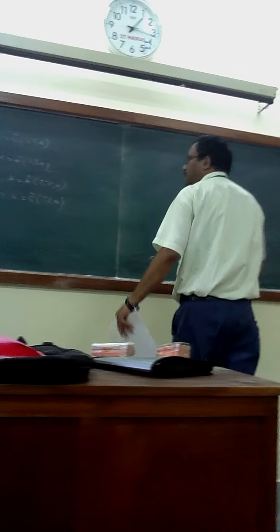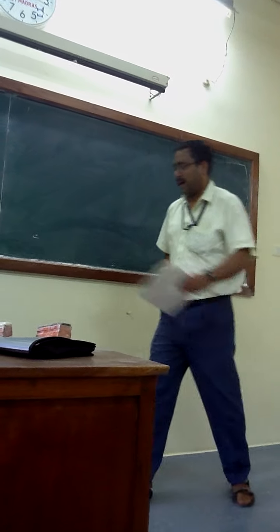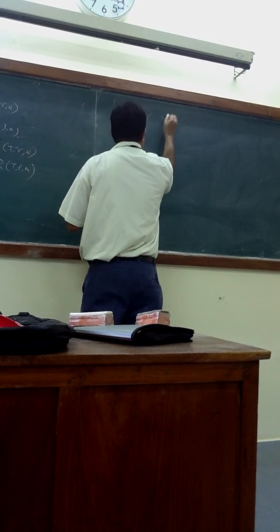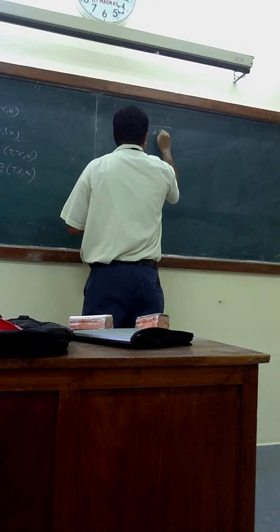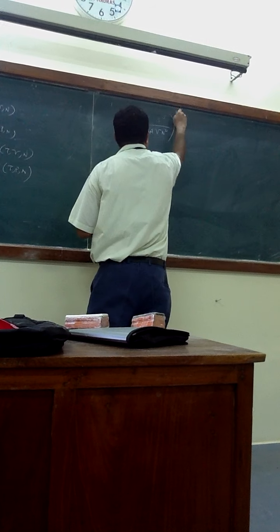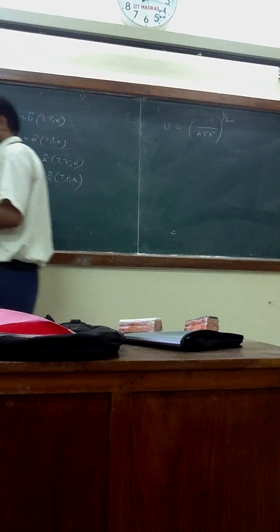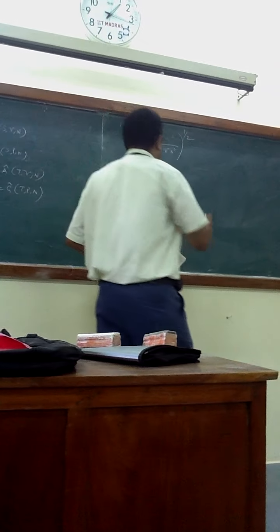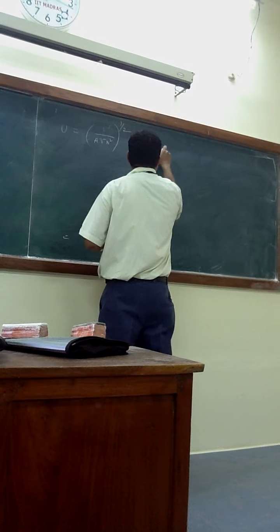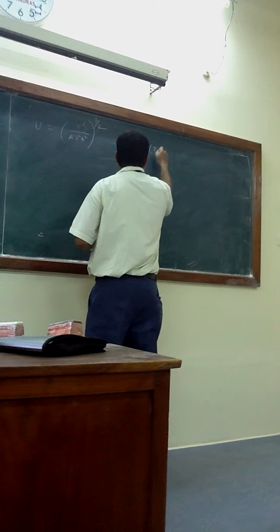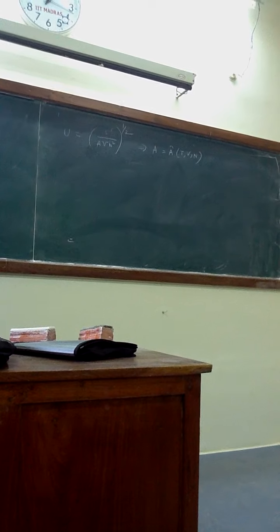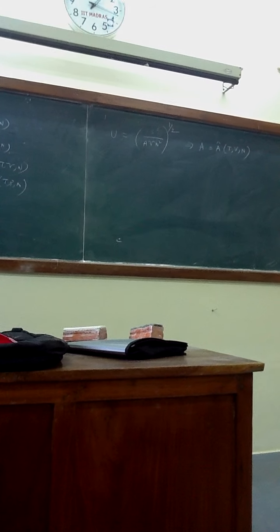Good, we understood. So now I will take the example U equals S to the power 5 by (A B N square) whole to the power half. This is the previous problem. What is my A function if I want to express it as a function of T, B, N?